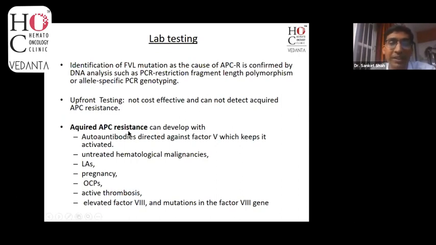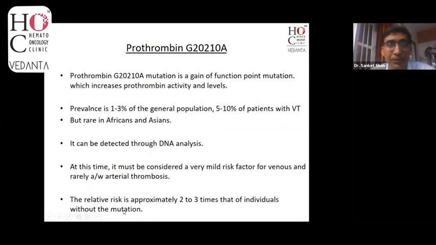So what is acquired APC resistance? Here factor V is normal, still the APC is resistant, you can see. There may be autoantibodies that keep the factor V activated. There may be untreated hematological malignancies, lupus, pregnancy, OCPs. Active thrombosis at present can also lead to APC resistance, and elevated factor VIII, already mentioned.